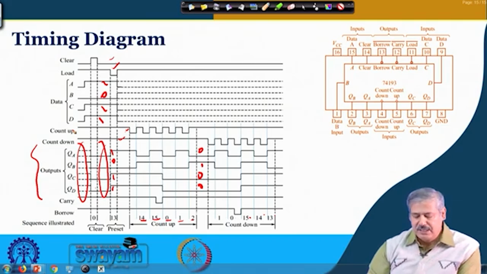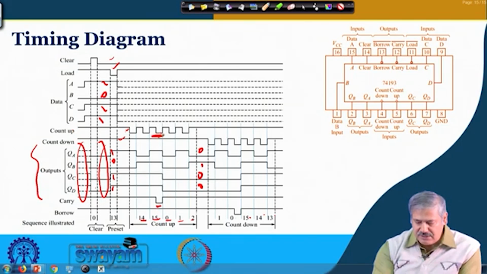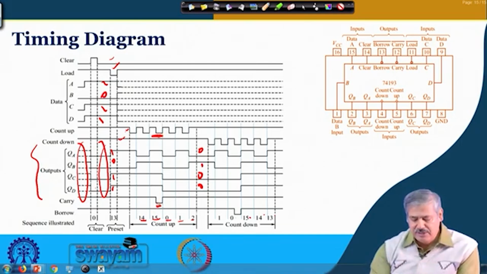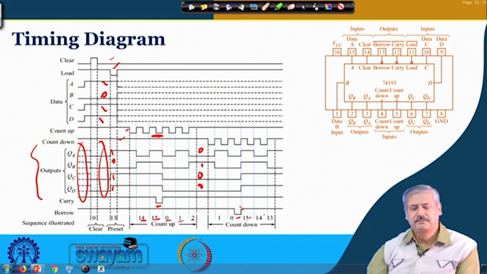Okay. The other thing is that you can see when it is at 15 and clock is at logic low, from the logic circuit also you can see that happening. So, the carry is remaining low for this half clock cycle duration, and similarly borrow is low when it is 0, for this half clock cycle duration. Is it fine? Okay.